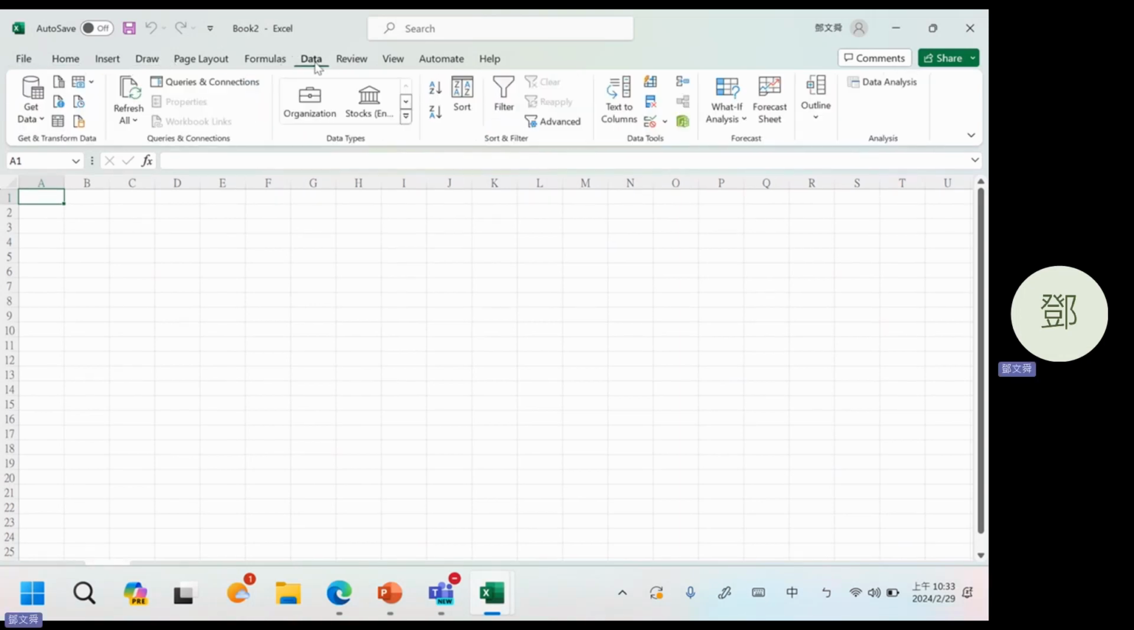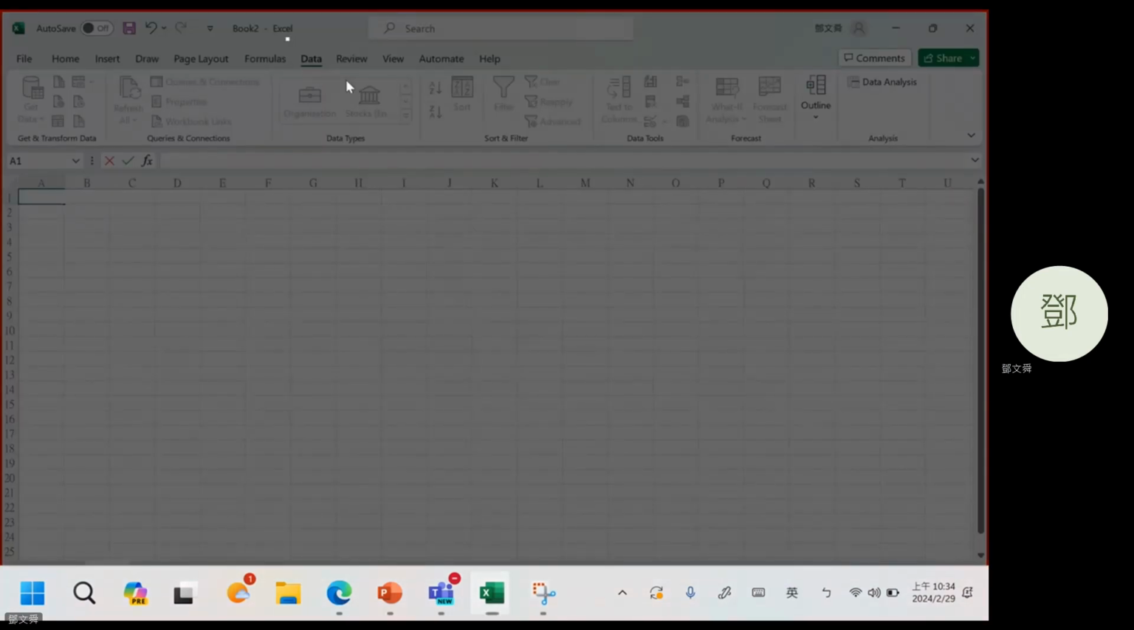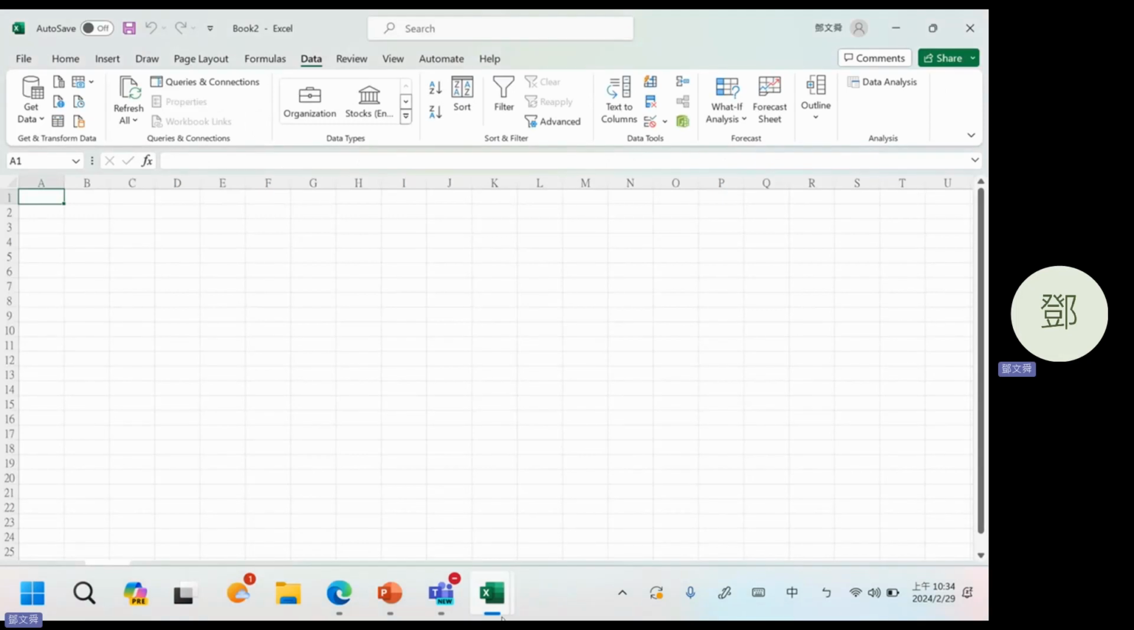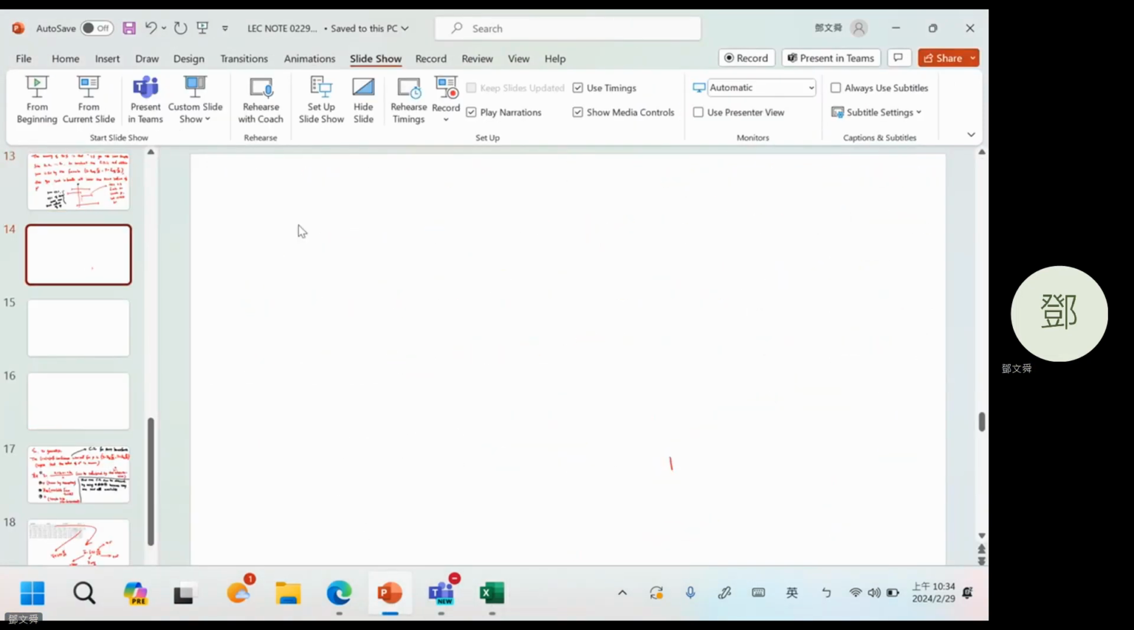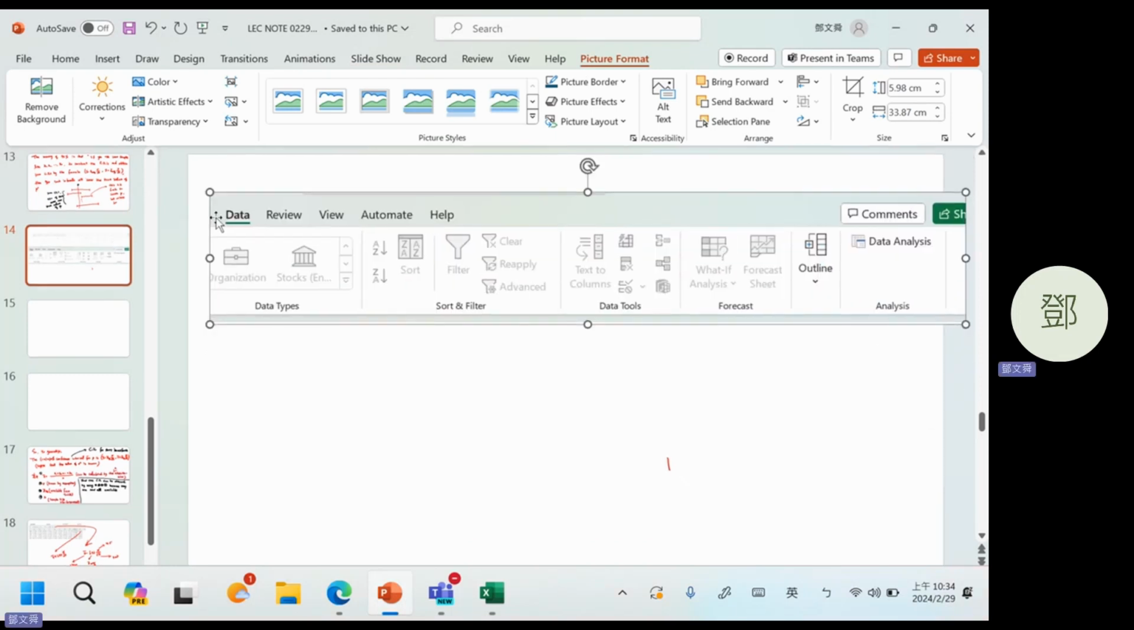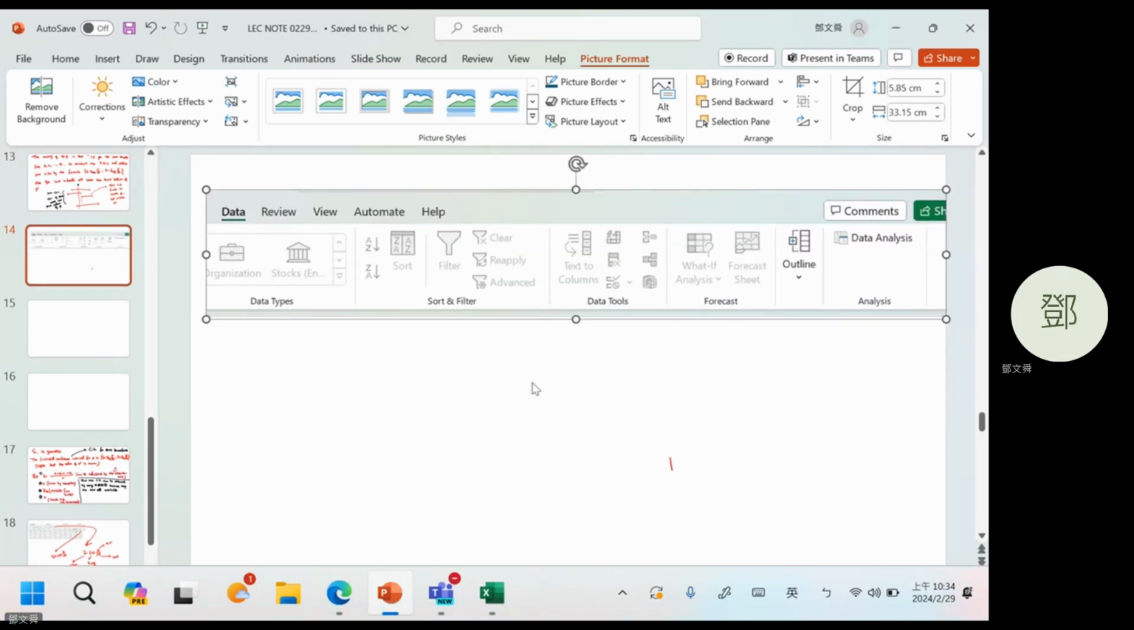We'll go to the toolbar and click Data. Look for a data icon here. And there is also an icon for Data Analysis on the right-hand side. Let me use the screenshot.